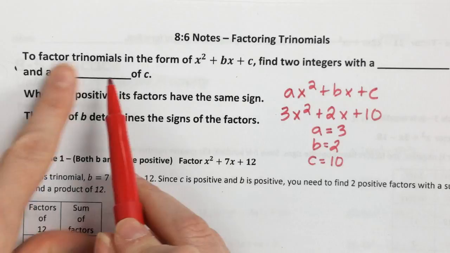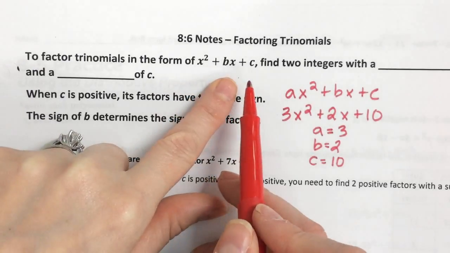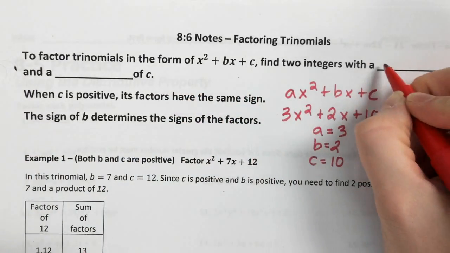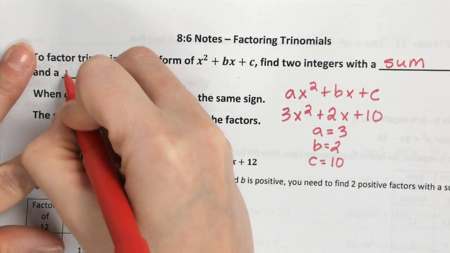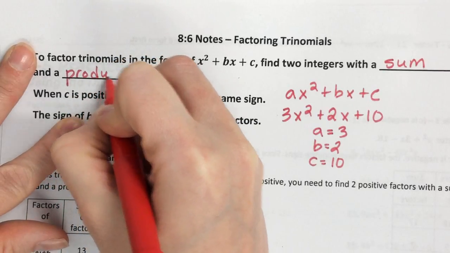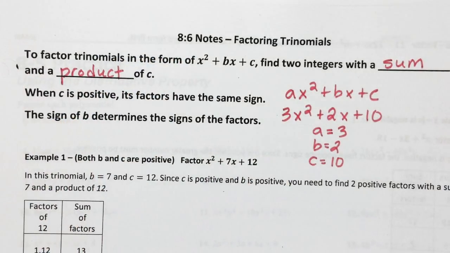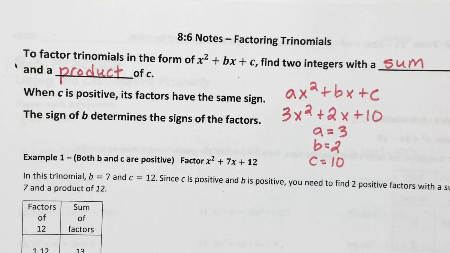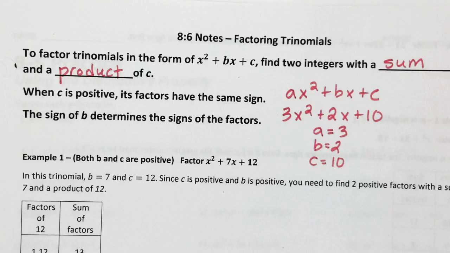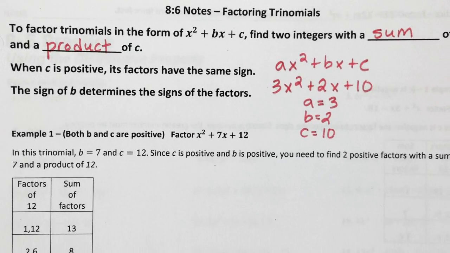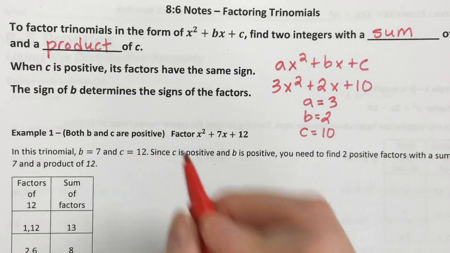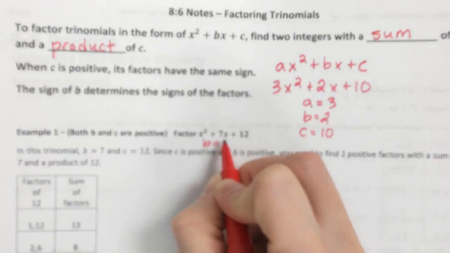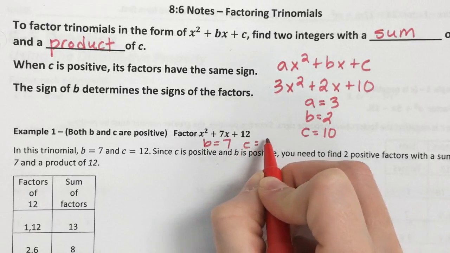Okay, so it says to factor trinomials in the form x squared plus bx plus c, find two integers with a sum of b and a product of c. So they're going to add together to equal b, and they're going to be multiplied to equal what c is. That sounds a little complicated, but it's not that bad. If you look at this example 1, this is already worked out for you. B is 7 and C is 12.